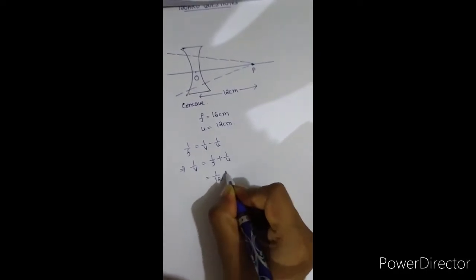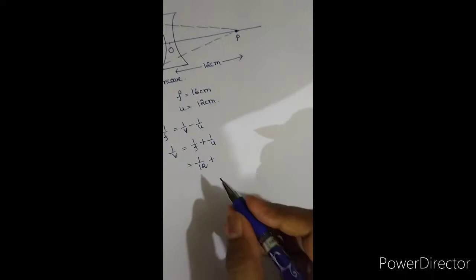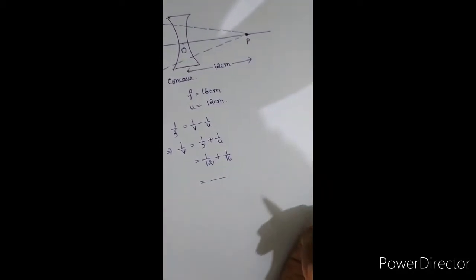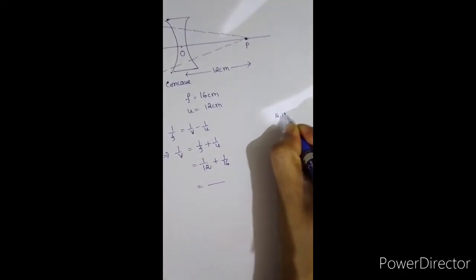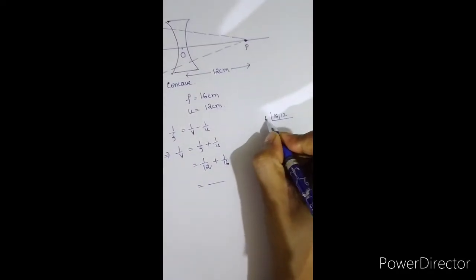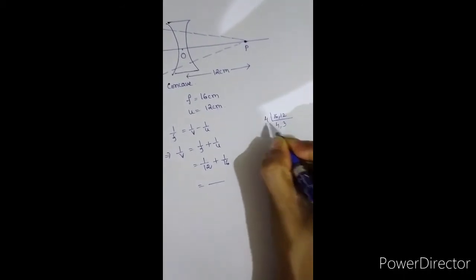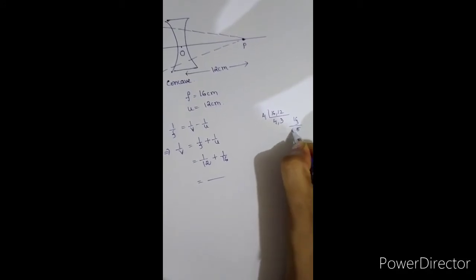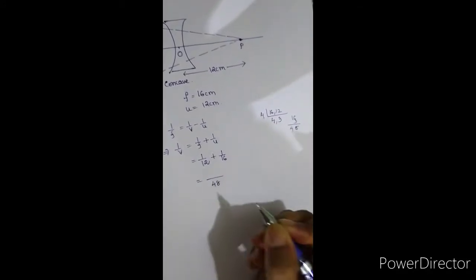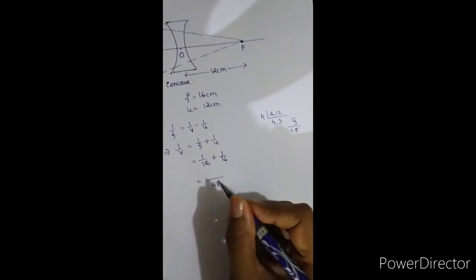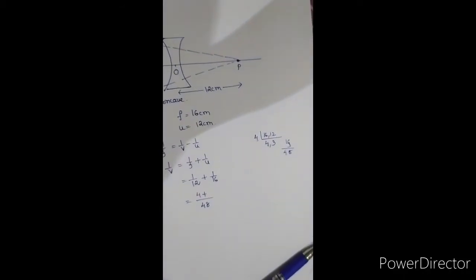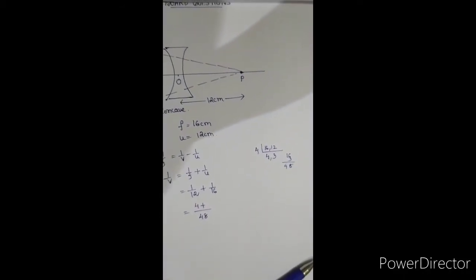So I can write 1 by 12 plus 1 by 16. If I find the LCM of 16 and 12, 4 threes are 12, 16 into 3 is 48. So 48 will be the LCM. Then in the numerator, what will happen? Just tell me what will be the answer. I think you have done it.